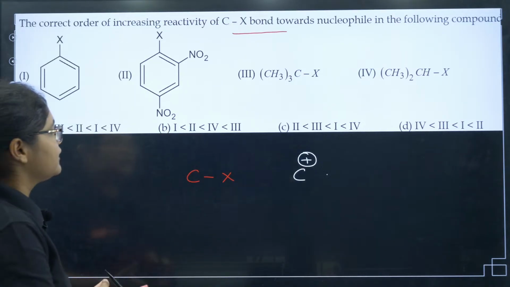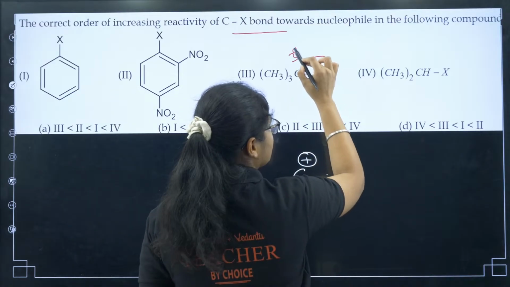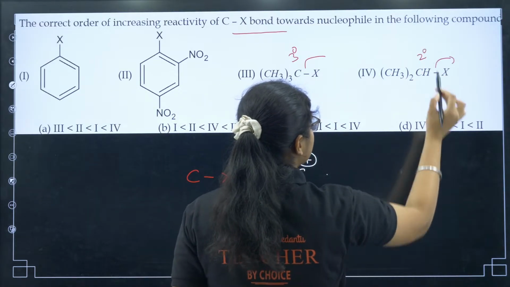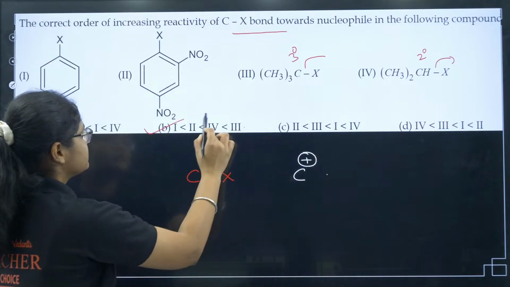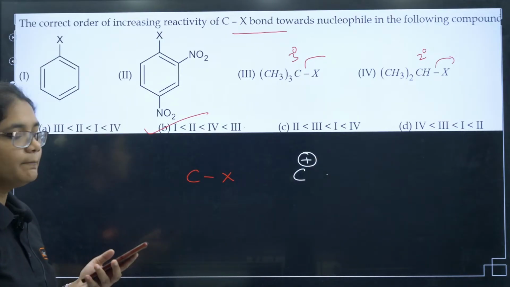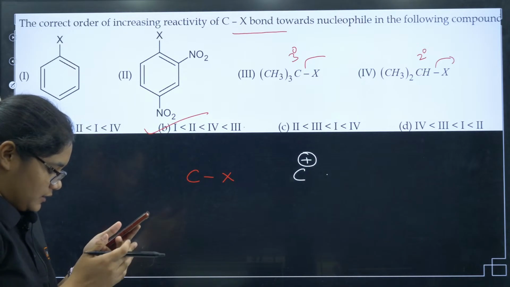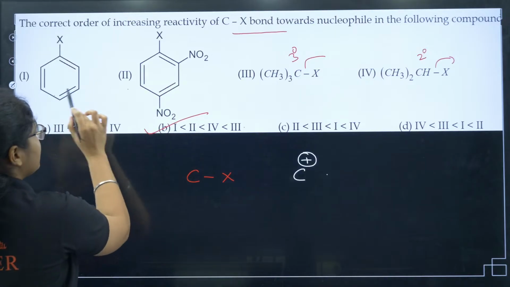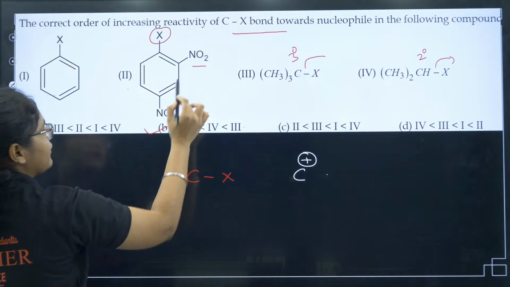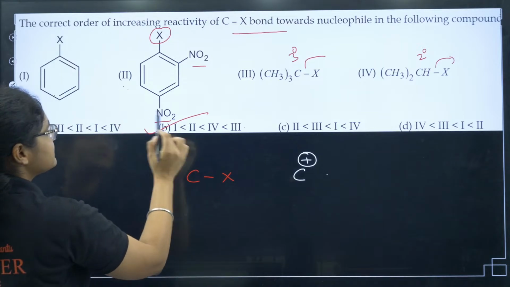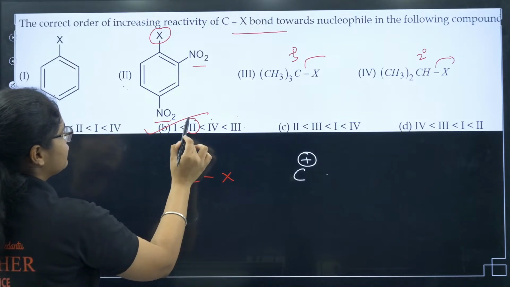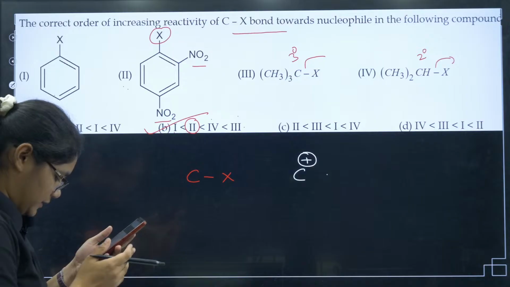Here we will get a tertiary carbocation, here a secondary carbocation. So definitely 3 has to be more reactive, and only one option has 3 first, so option number B here. And after this, if you compare 2 and 1, where NO2 groups are present, nucleophilic substitution will take place. So after 3, 4, then I will have 2, and lastly 1 here.